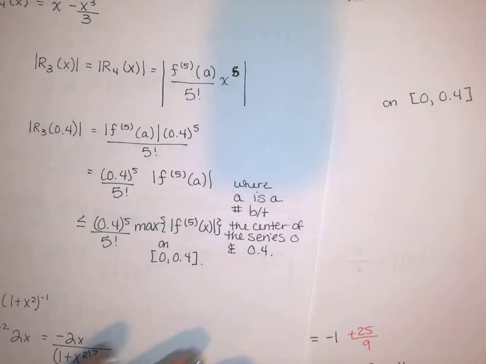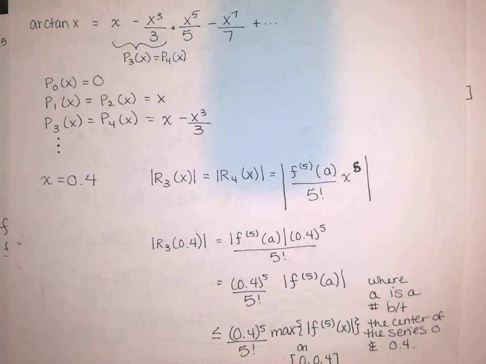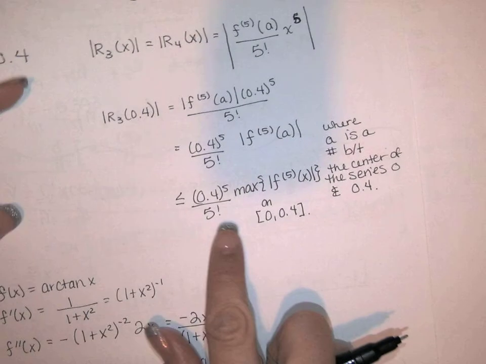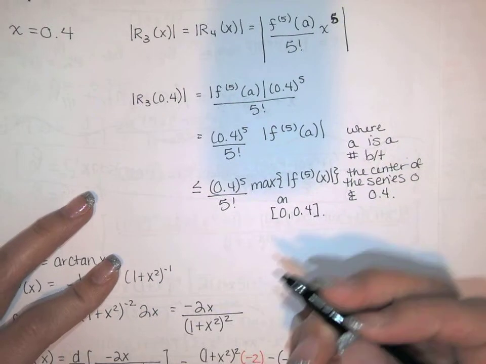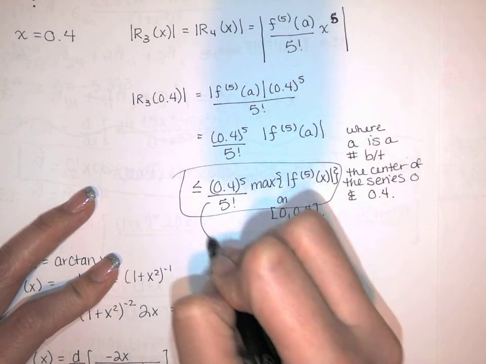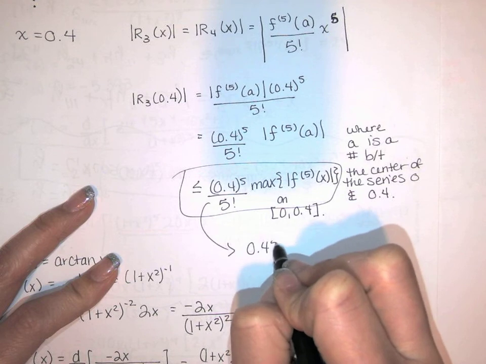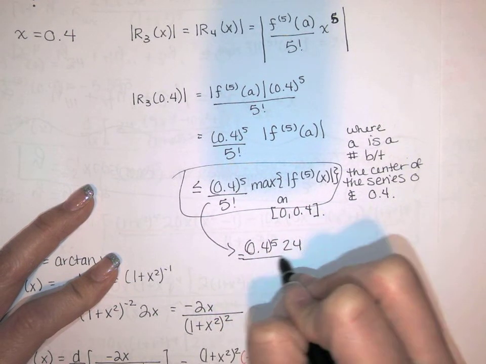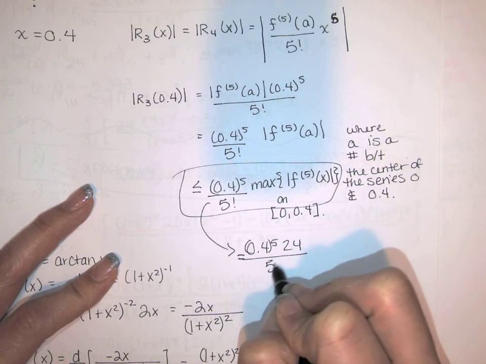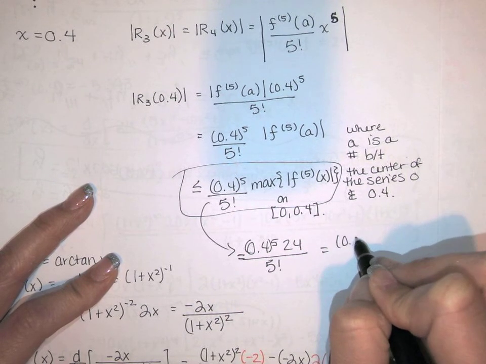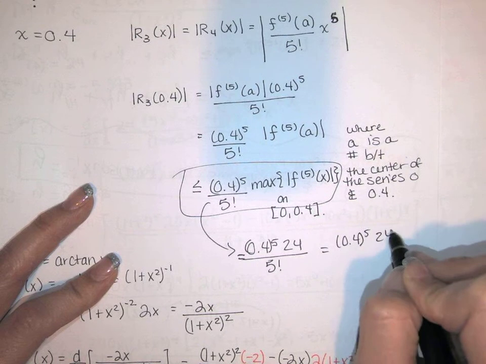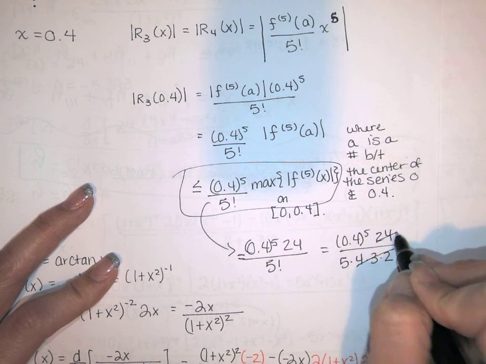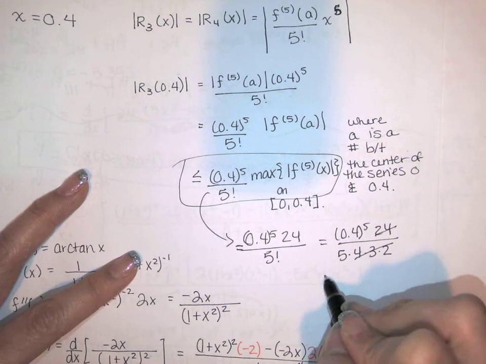A lot of calculations. It's okay. Lots of good opportunities to review. All right, so we're right here. We're trying to find an upper bound for the error. So this is 0.4 to the fifth, and the maximum value of that is 24, and we're dividing by 5 factorial. And 5 factorial actually has a 24 in it, doesn't it? It's 5 times 4 times 3 times 2. So we end up with 0.4 to the fifth over 5.